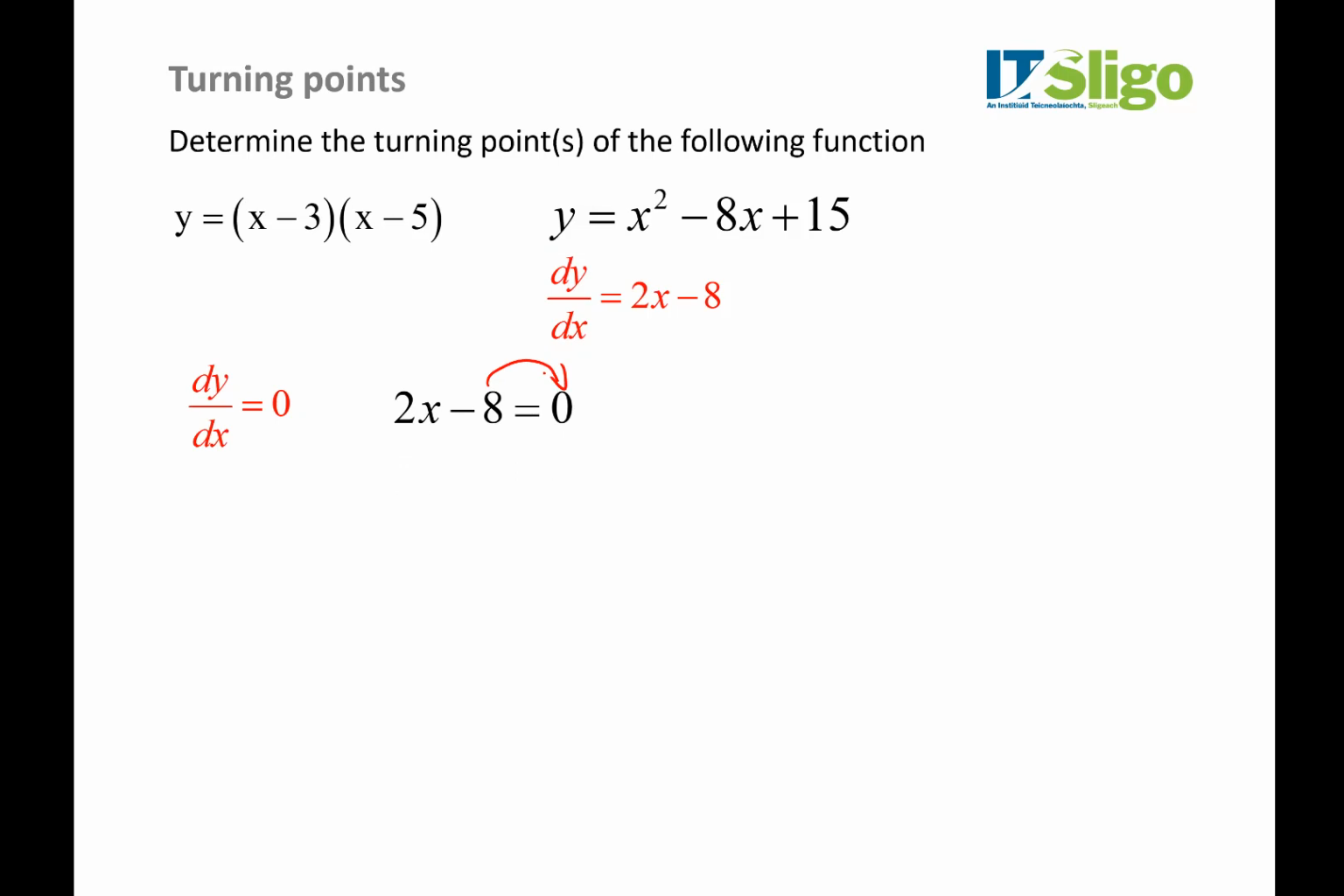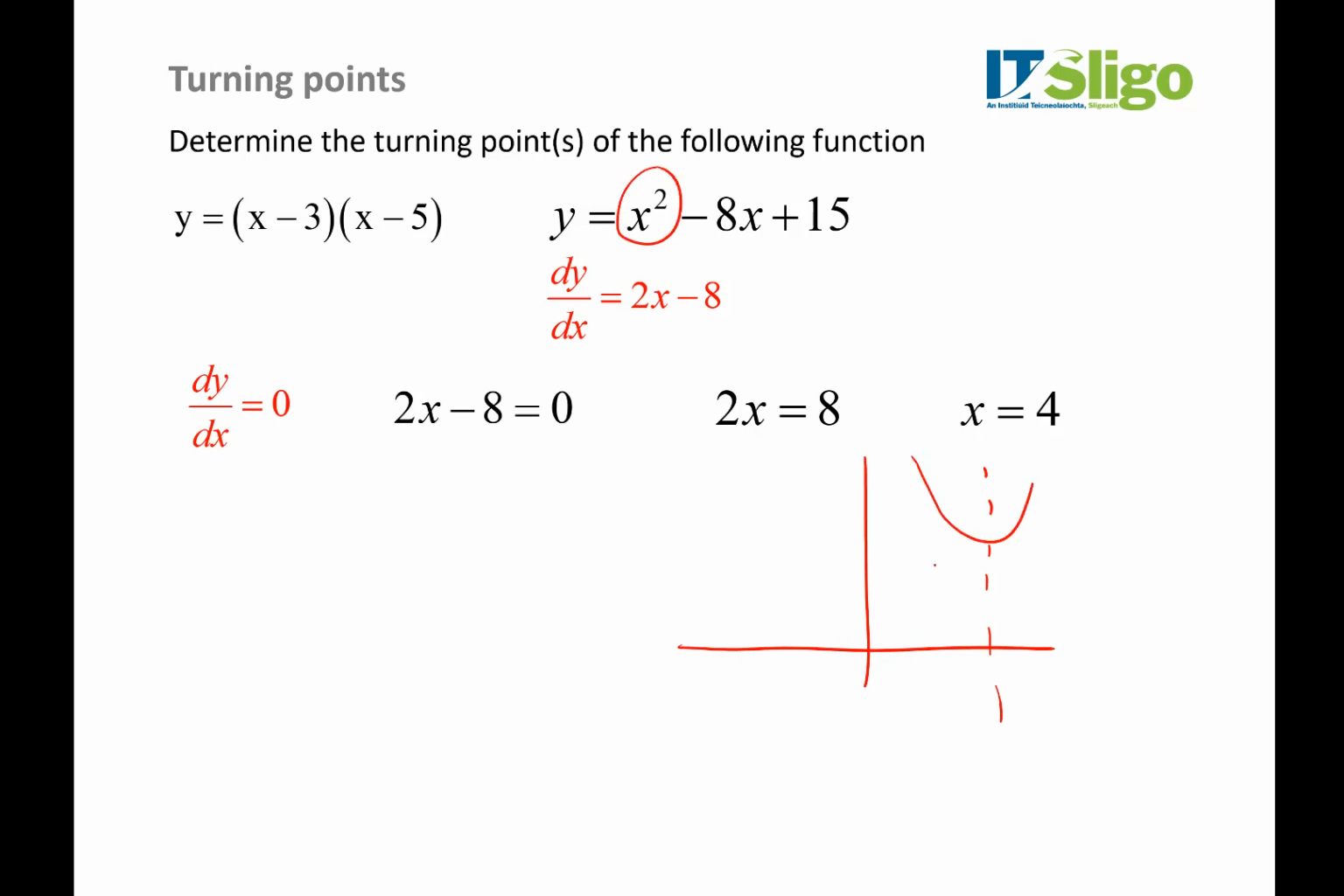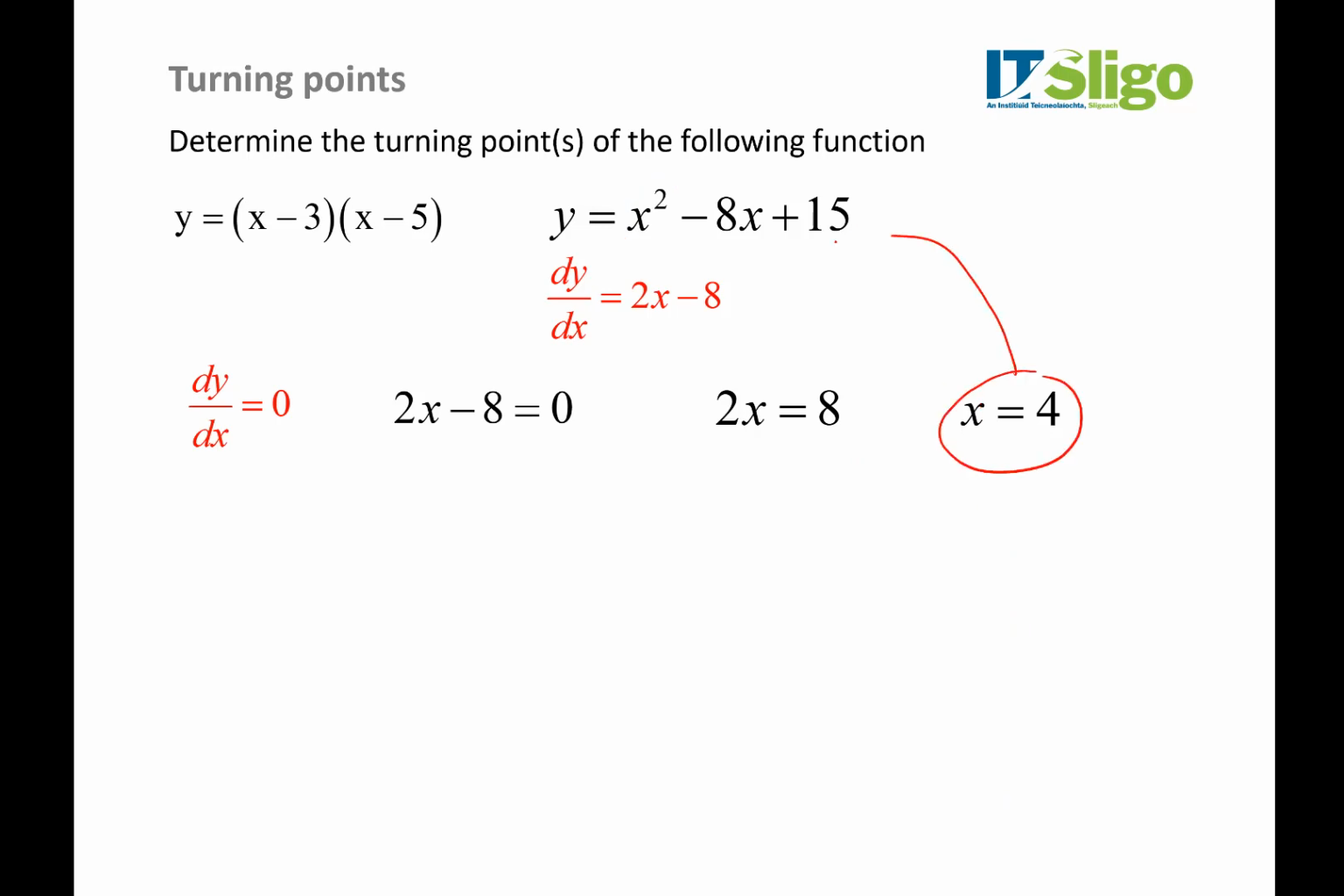Bounce the 8 over to the other side. Divide both sides by 2. And we've now located where on the x-axis the turning point occurs. It's a smiley curve, so it's going to look something like this. But again, we don't know the y-coordinate. We just know in terms of x that the turning point is going to be somewhere along this dotted line. So to find our y value, we feed this back into our original function.